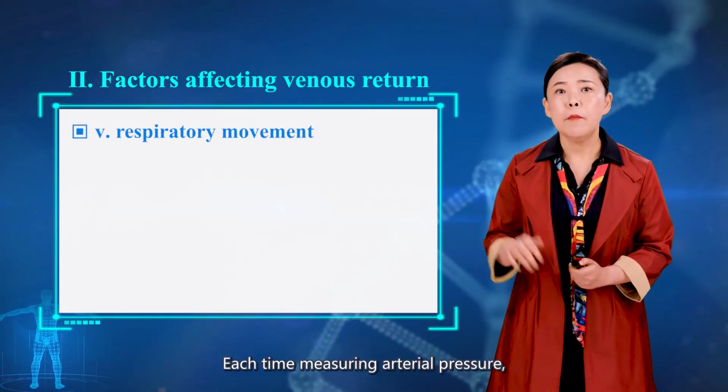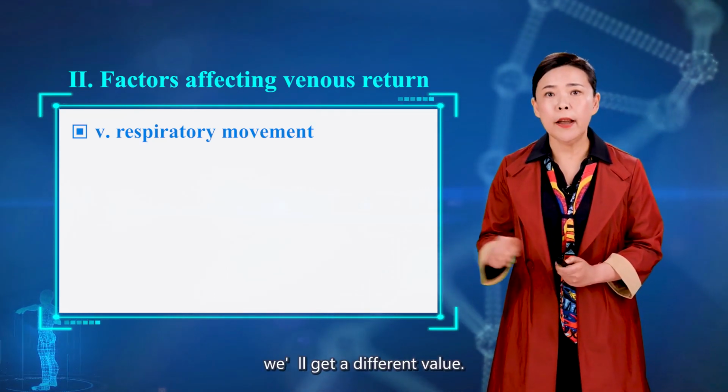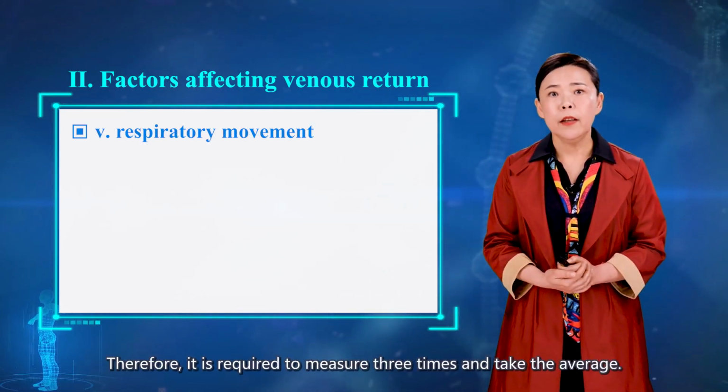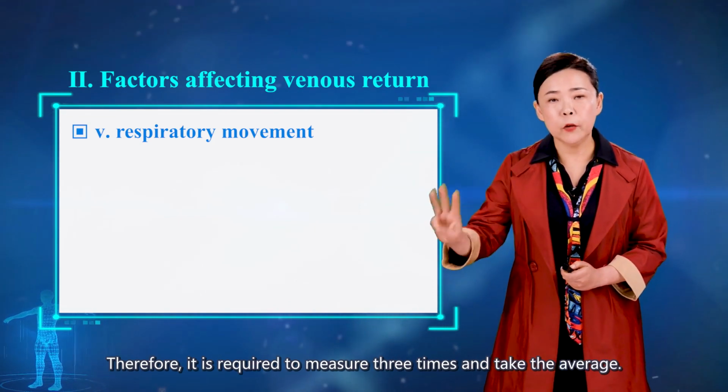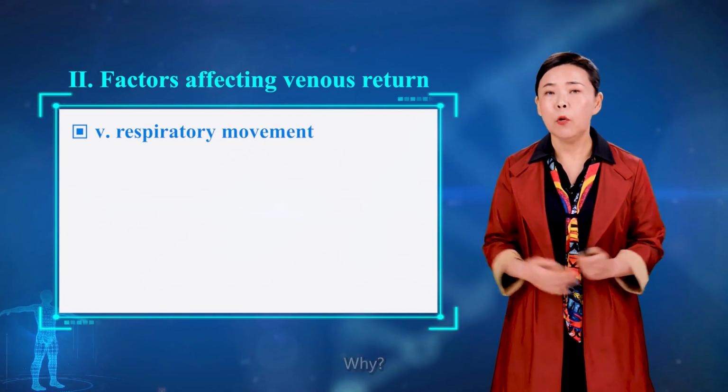Each time measuring arterial pressure will get a different value. Therefore, it's required to measure three times and take the average. Why?